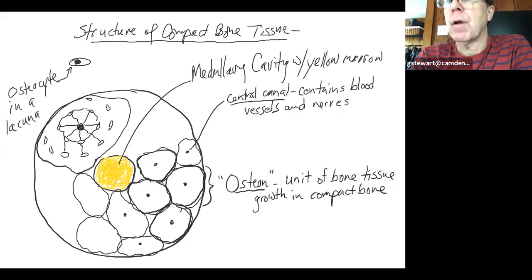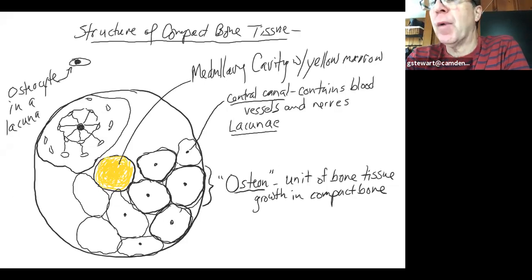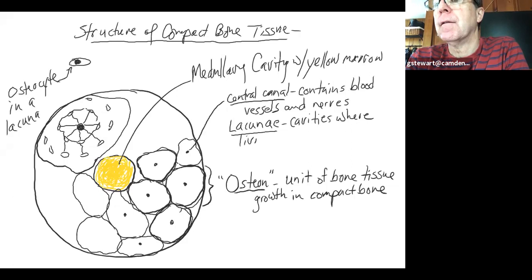lacuna. So I'm going to write the word lacuna over here. If there's an E at the end of it, that just means more than one. It's lacunae if we're talking about more than one, just A if we're just talking about one. These are small caves or cavities where we find living bone cells. So cavities where living bone cells, I'm going to say, reside.